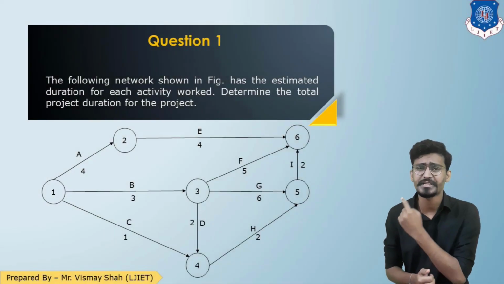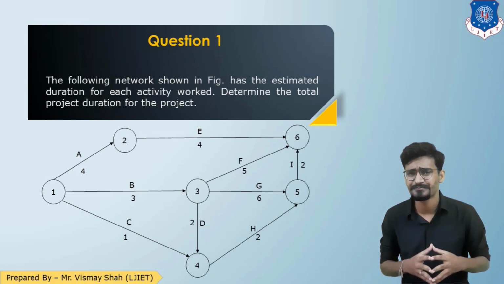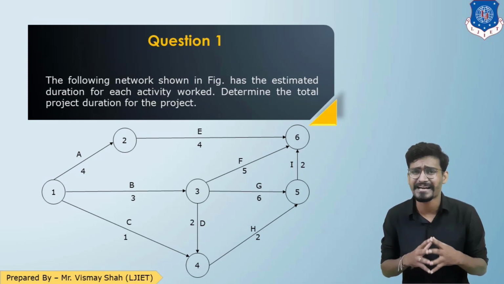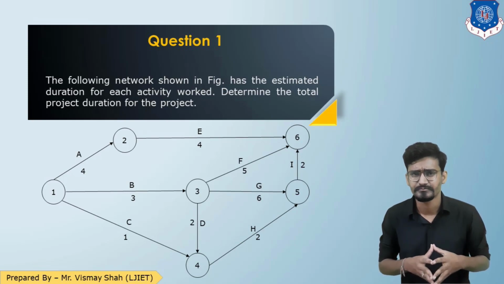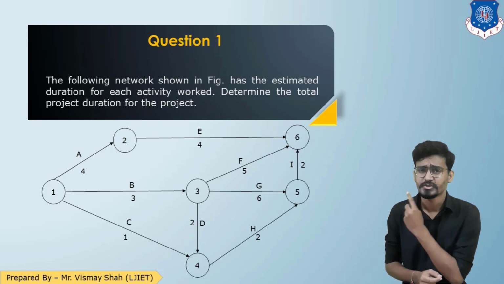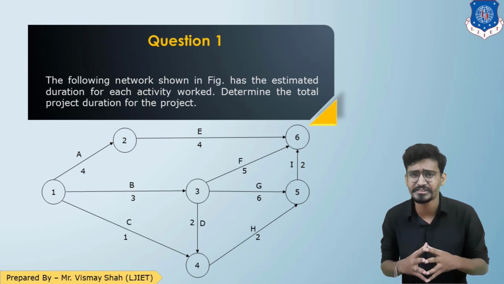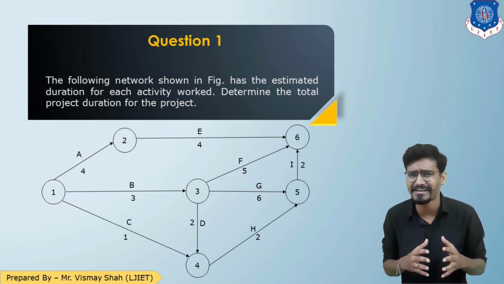Here is our question number 1, that says a figure represents the network having the duration of each of the activities to be performed. Determine the total project duration for the network. As you can see, an entire network is given in the question. These are activities from A to I, and above the arrow is the name of the activity, and below the arrow is the duration of the activity.